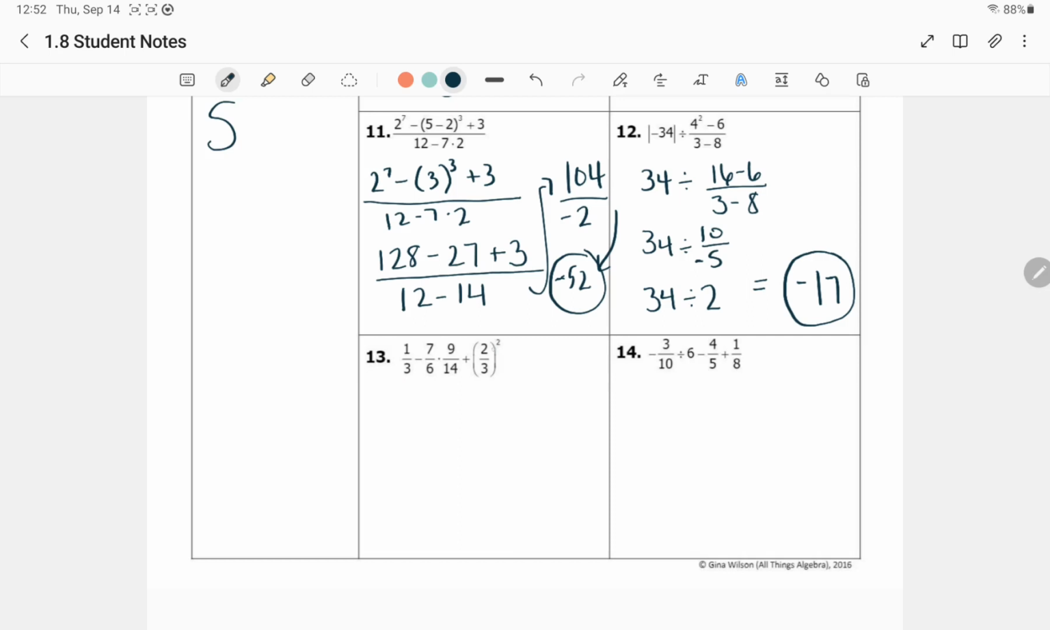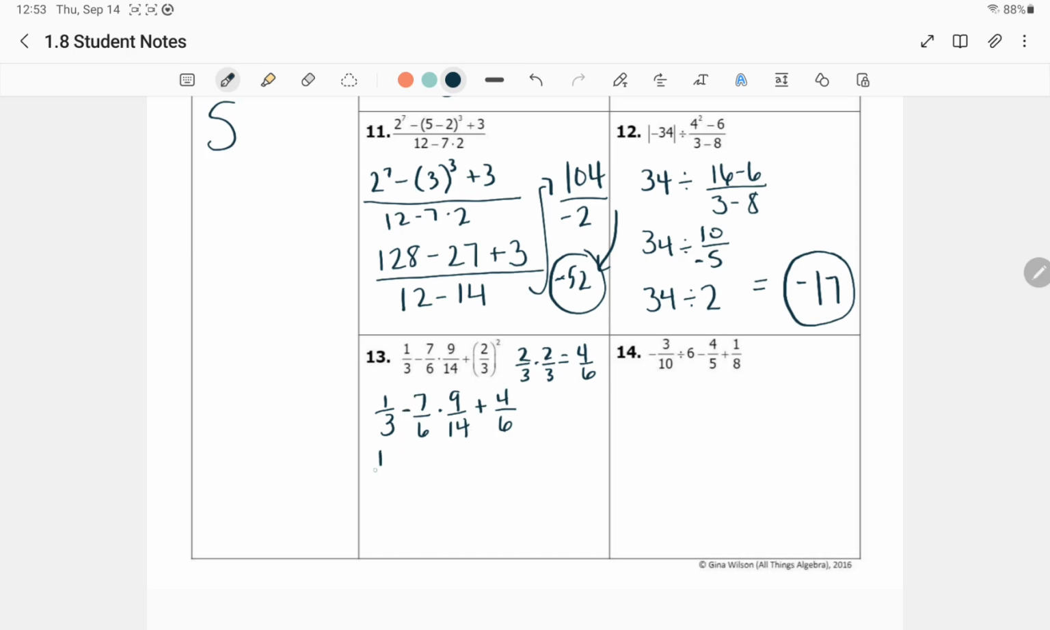I'm going to rewrite and just do the parentheses and the exponent. So we have 1/3 minus 7/6 times 9/14 plus, and this one tells me that if it's squared, that means it's 2/3 times 2/3, which equals 4/6. So plus 4/6. All right. And we need to multiply before we add or subtract.